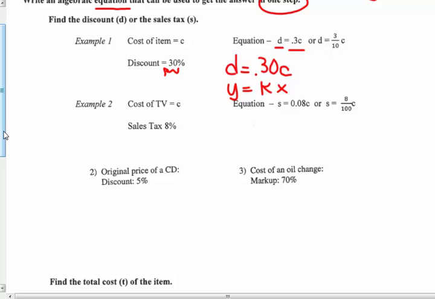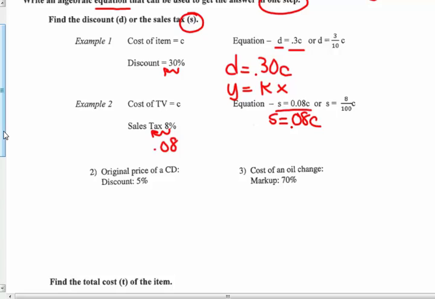Sales tax. To find the tax on an item, the cost of a TV is C. I don't know, $400, $500, $600, $399. The sales tax is 8%. To find just the tax, not the total, just the tax, change your percent to a decimal, so move it back to, you get 8/100ths, times the cost of that TV. So S is the sales tax. So S equals 8/100ths times the C.